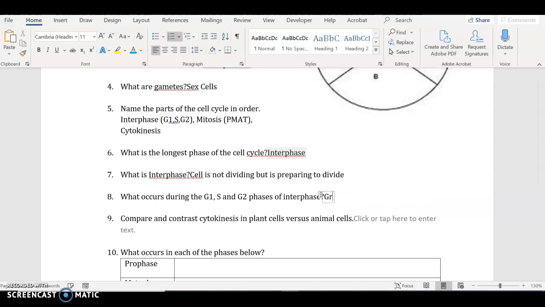What occurs in G1, S, and G2? In G1 we have growth. Then in S we have replication. That's when you copy your DNA. And then in G2 we have preparation. That's when you're making everything else.